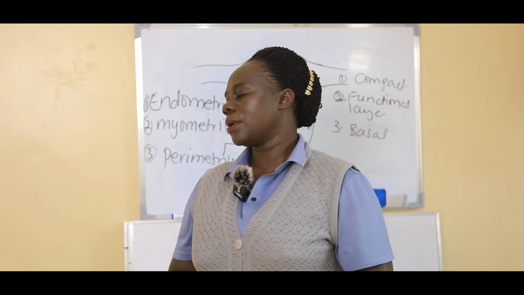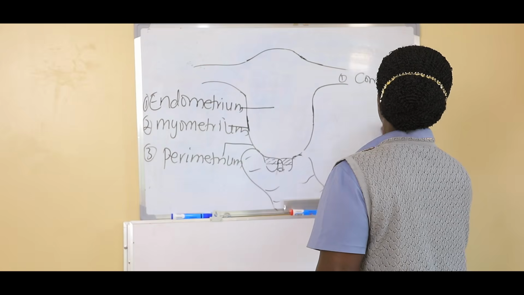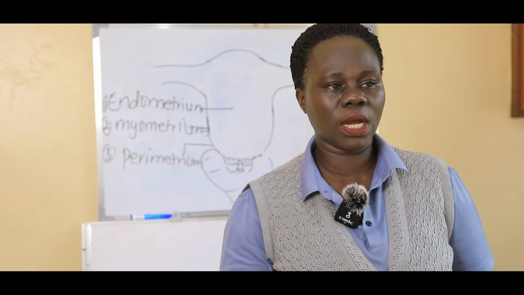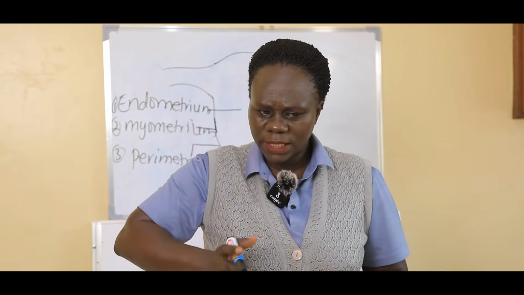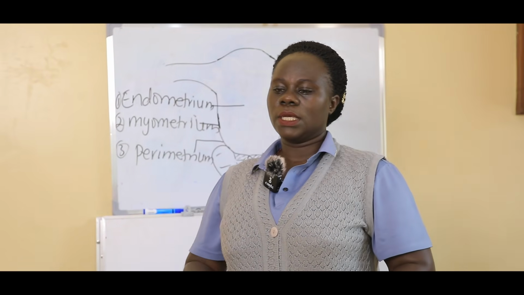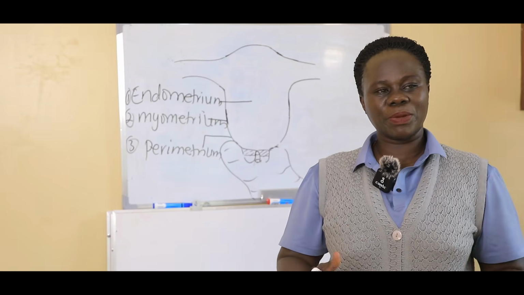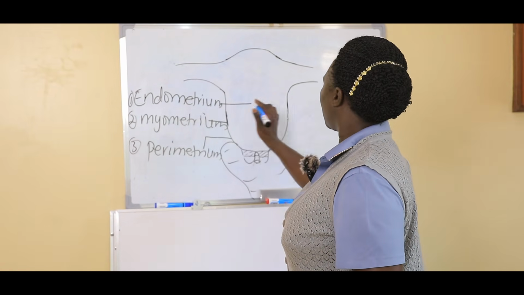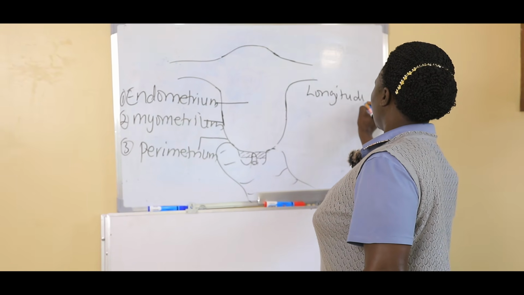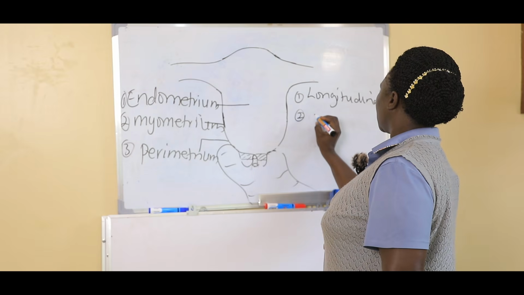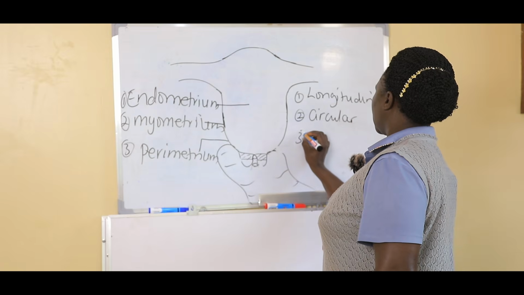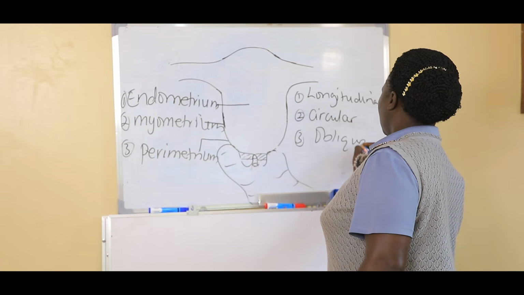The layers of the myometrium are also 3. The myometrium has muscle fibers. I don't know whether you have seen the muscle of a cow. When you look at it, it has lines inside it. Those are muscle fibers. Our uterus also has those lines known as muscle fibers. So the myometrium has longitudinal muscle fibers, circular muscle fibers, and oblique muscle fibers.